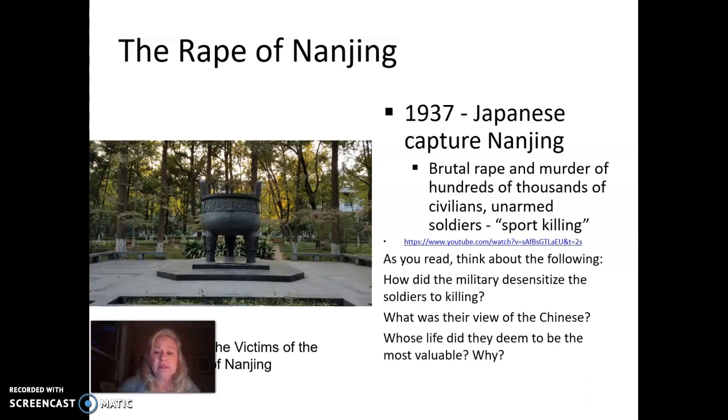How did the Japanese view the Chinese? How did they see them, or how did they not see them? And indeed, whose life did they deem to be more valuable than their own, and why? So those are things that you'll read about. It is a disturbing reading. I will tell you that straight up. But it is one that is important for world history students to be aware of.